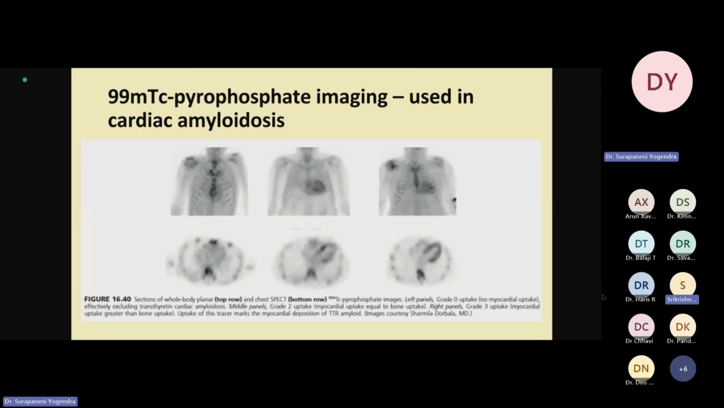There is no myocardial uptake, effectively excluding transthyretin cardiac amyloidosis. In the middle panels, myocardial uptake is equal to bone uptake. On the right, grade 3 uptake is seen, myocardial uptake greater than the bone uptake. Uptake of this tracer marks the myocardial deposition of transthyretin amyloid. So the third one is suggestive of cardiac amyloidosis.